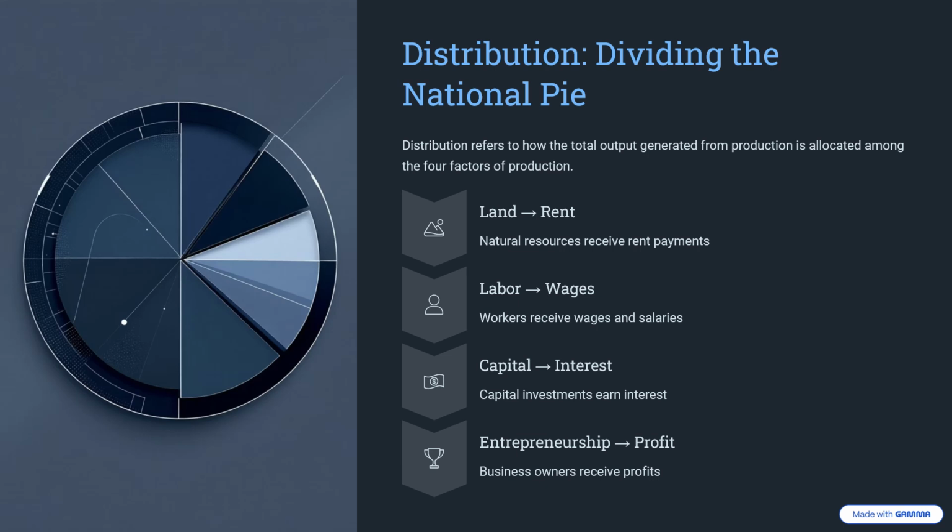Distribution is important because it addresses questions of equity, income inequality, and incentives for production. It explains income inequality. It determines the incentives for different factors of production. It provides the basis for welfare policy.